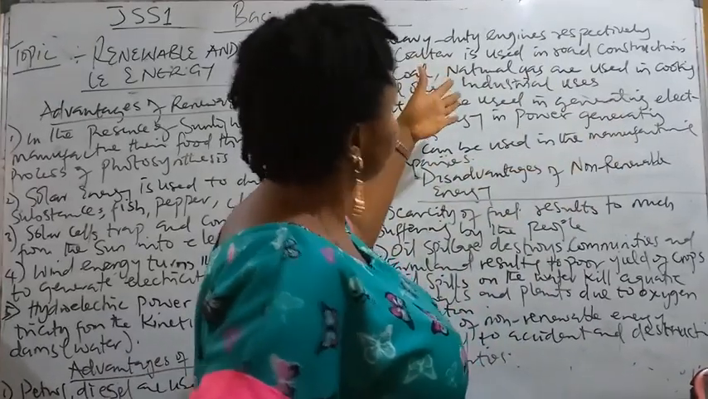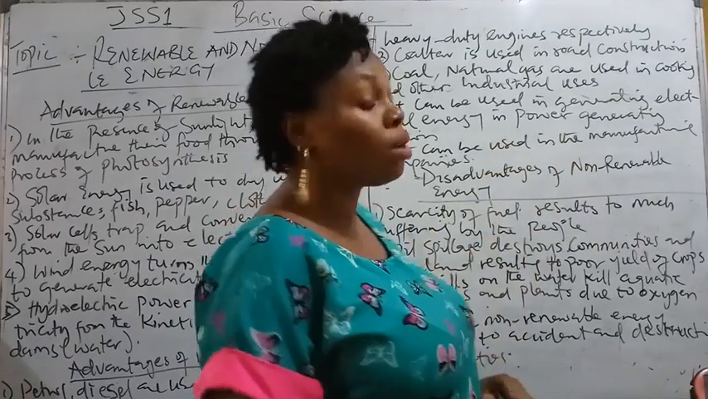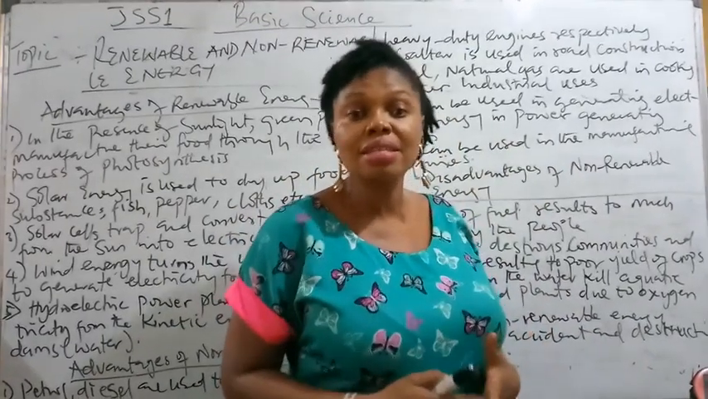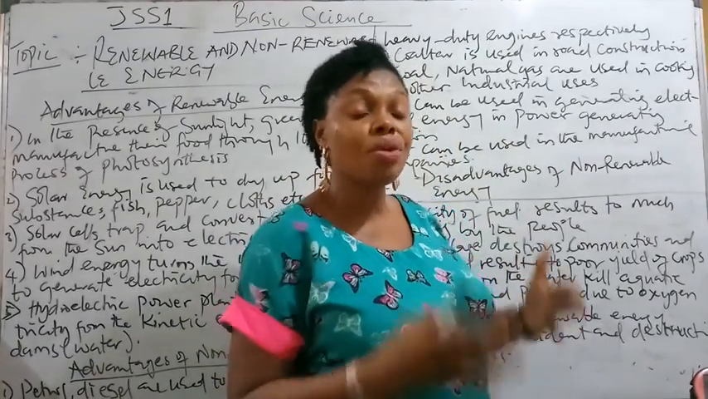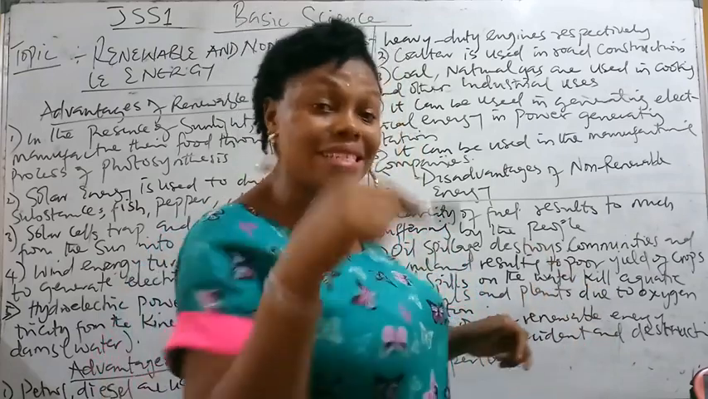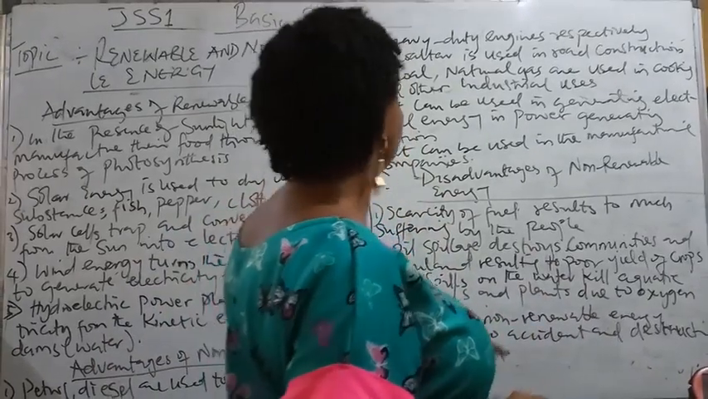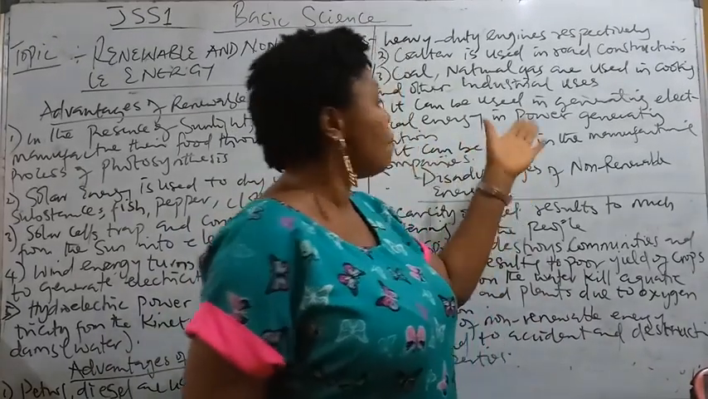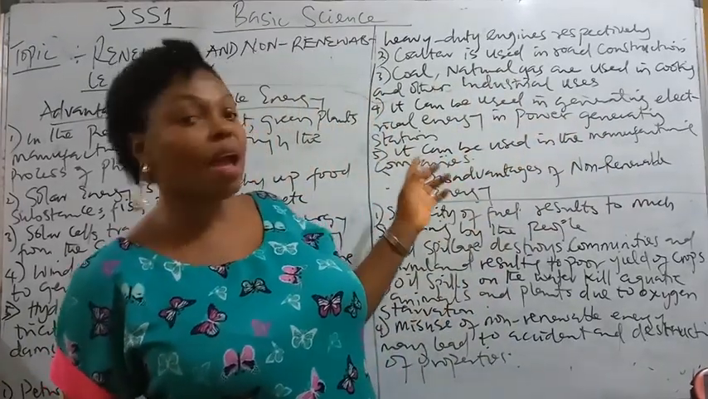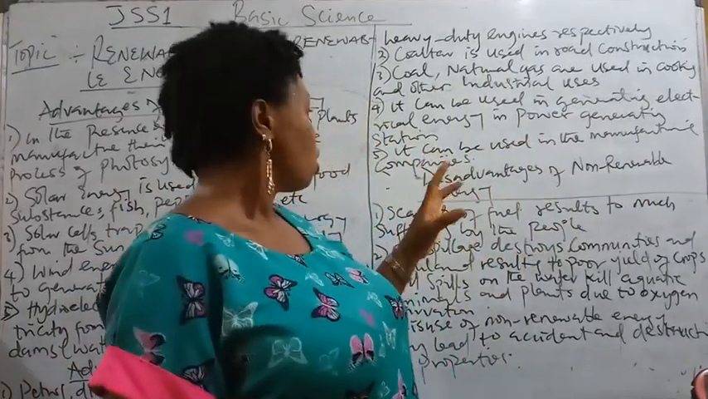Number three, coal and natural gas are used in cooking and other industrial uses. Most of us in our homes, we use gas. The gas there is what? The natural gas. When you hear about gas, it's that natural gas that your mom is using to cook in the cylinder. Number four, it can be used in generating electrical energy in power stations. Number five, it can be used in manufacturing companies.